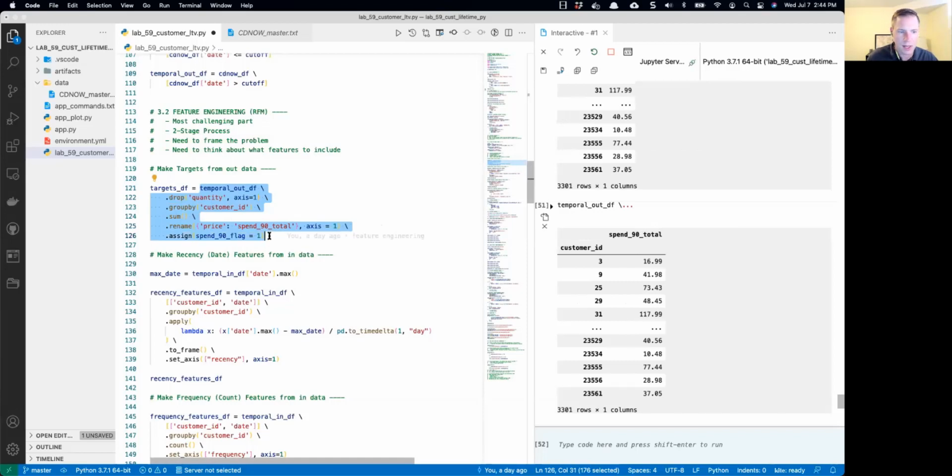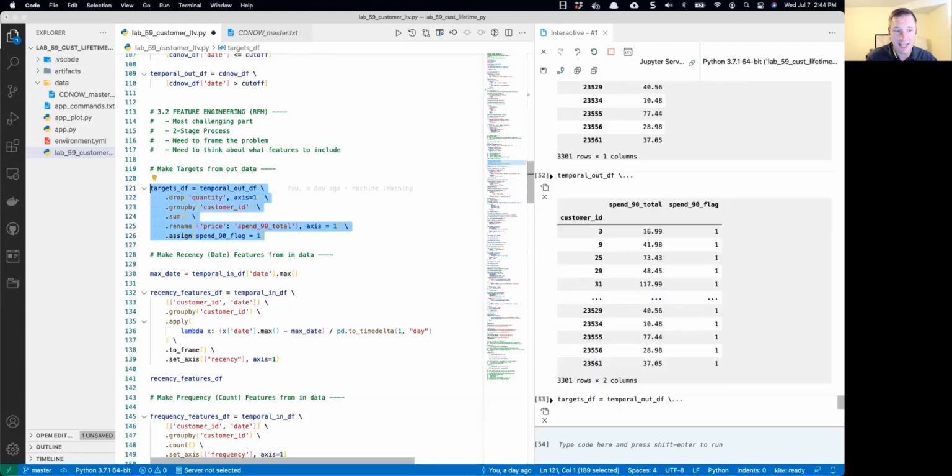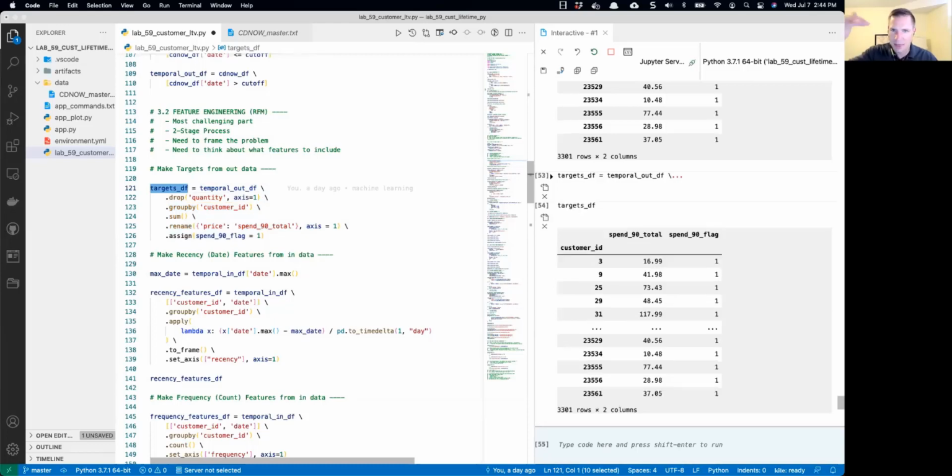And then I'm also going to assign a flag of 1 to all of these. So these are all customers that have made purchases. And if you notice in here, it goes 3, 9, 25. So this is the next 90 days. So not all customers are present. In fact, only 3,300 of our total 25,000 or so customers are present. So we're going to save this as targets DF. And this will be the targets that we add in at the end to our RFM features.